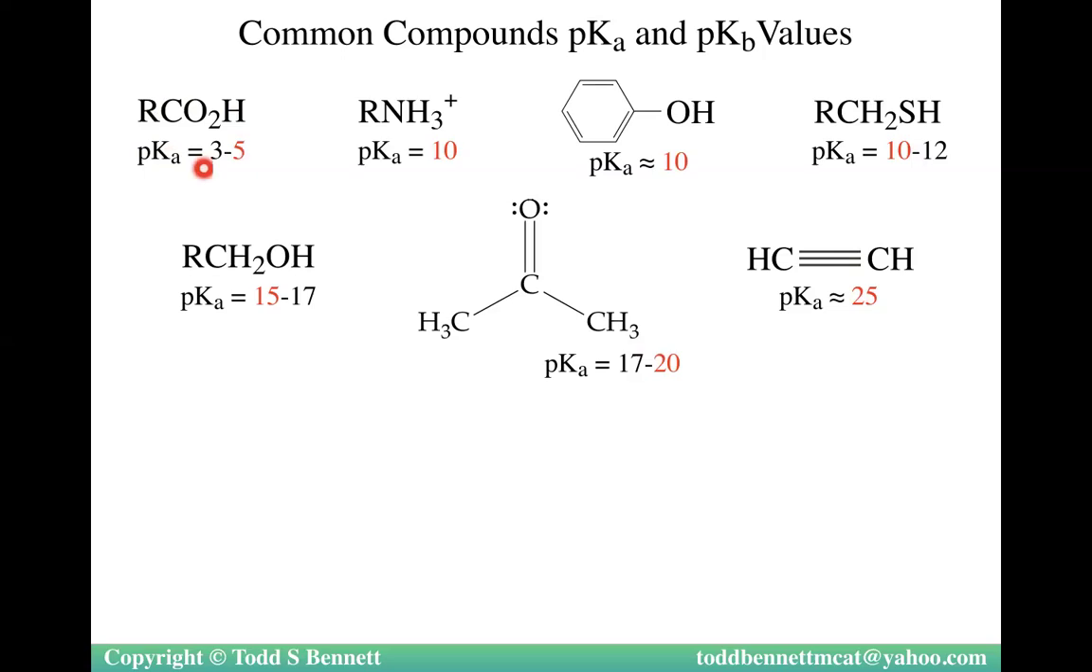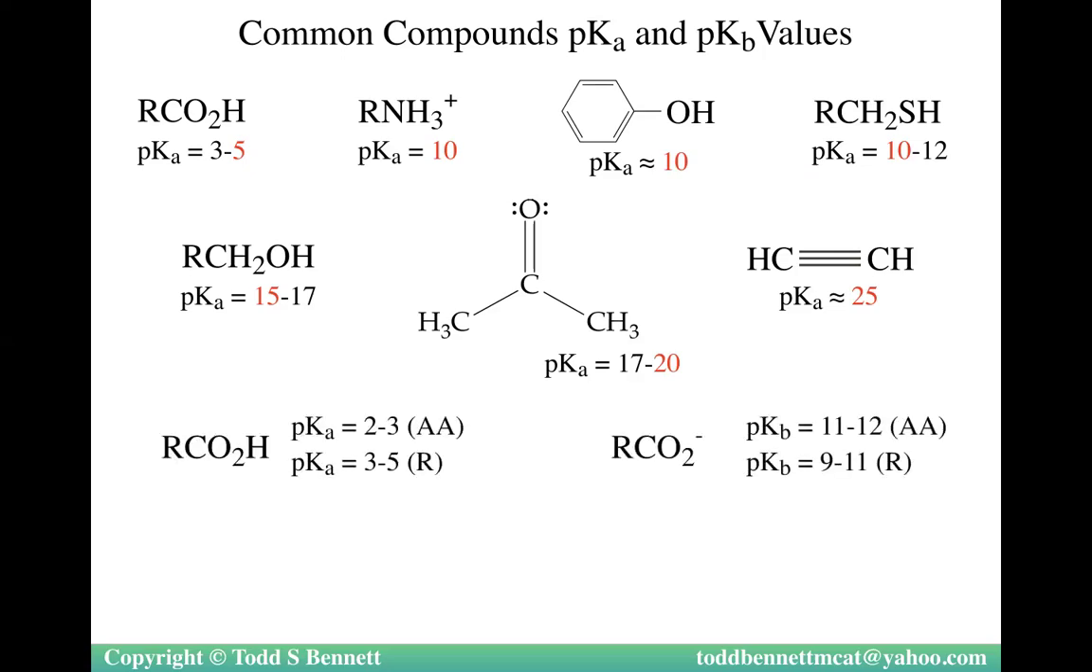So carboxylic acid is most acidic. The word acid is right there in the name. These are my 5. My 5 to 10 are protonated amines, phenols, and thiols. And then you get to really weak ones. 15, 20, 25 would be alcohols, ketones, and alkynes. Okay, so 5 to 10, 15, 20, 25. Feeling pretty good about this.